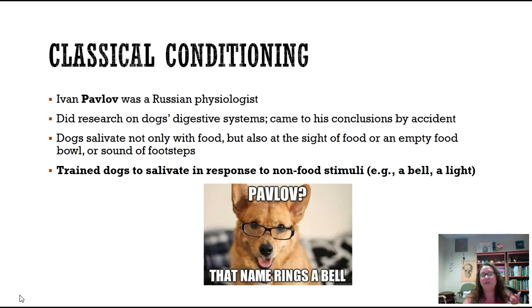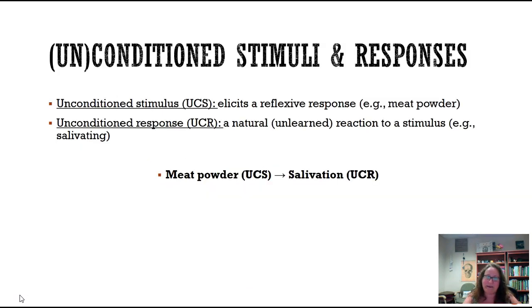So what he ended up doing was actually training dogs to salivate in response to things that weren't food. Normally they would not salivate to a bell. The bell would ring and they'd be like, oh, interesting, but they wouldn't salivate. But Pavlov trained them to do that. And this is how Pavlov did it.